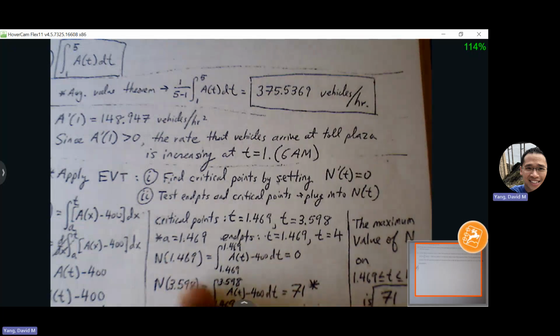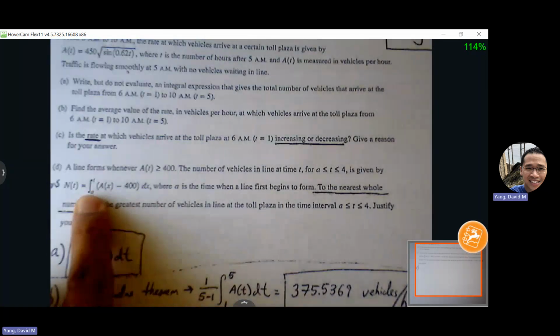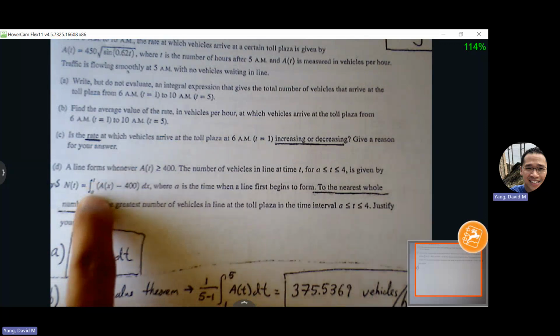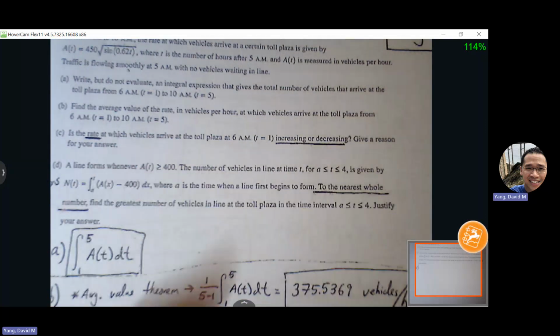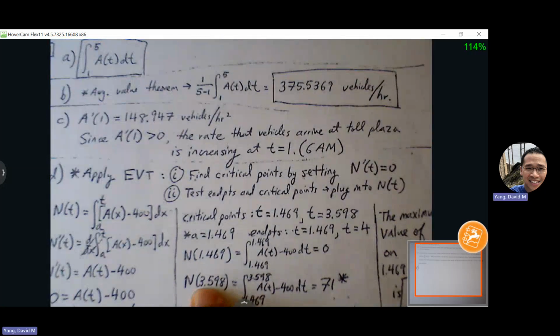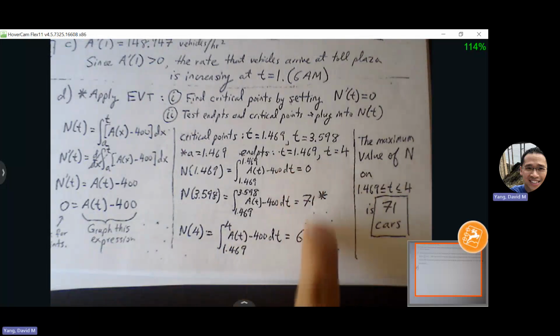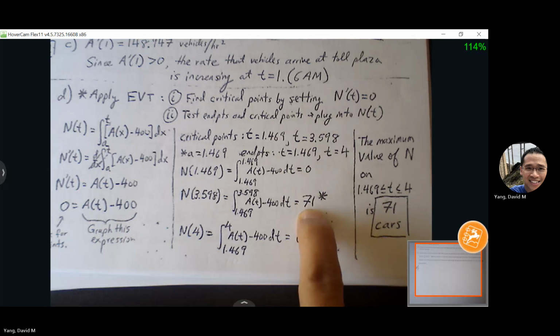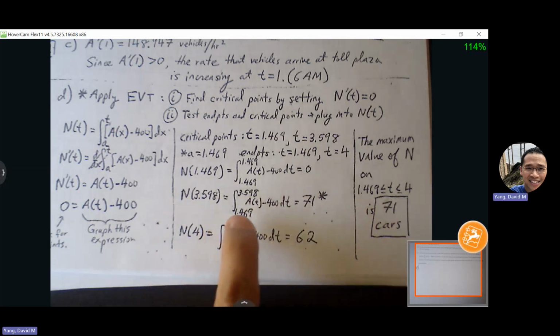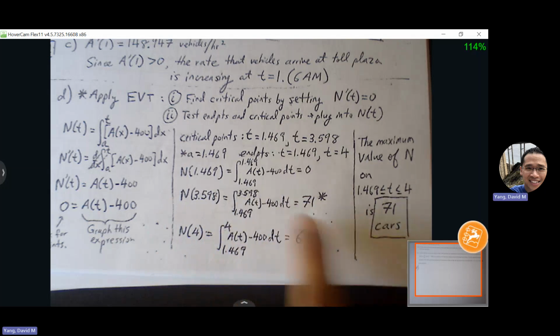So between those points, we just plug into our n of t. So our n of t is just the integral from 1.469 to whatever endpoint we're looking for. We know from 1.469 to 1.469, there's going to be just 0 because our bounds are the same. And then we can test 3.598 in our calculator. And we can test 4 as well. And between these three, we can see that 3.598 has the most number of cars backed up. So the maximum value of n on the interval from 1.469 to 4 is 71 cars.